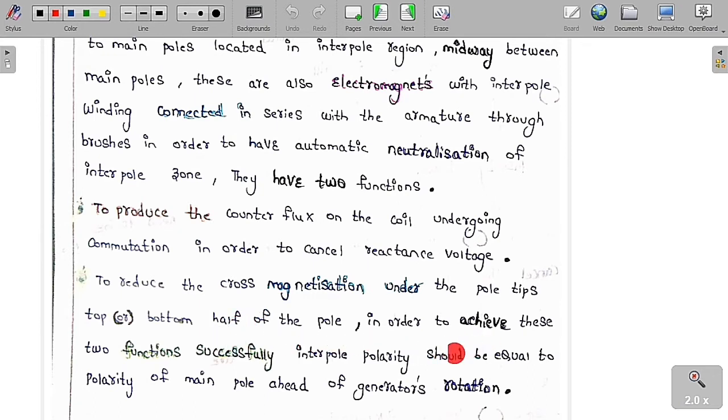In order to achieve these two functions successfully, interpole polarity should be equal to the polarity of the main pole ahead of generator rotation. All this concept I have already told you. So basically interpoles are commutating poles. Interpoles are also called the commutating poles.